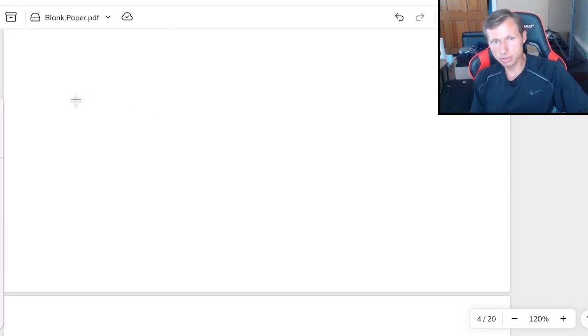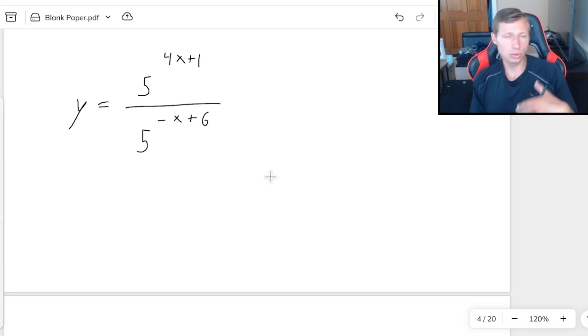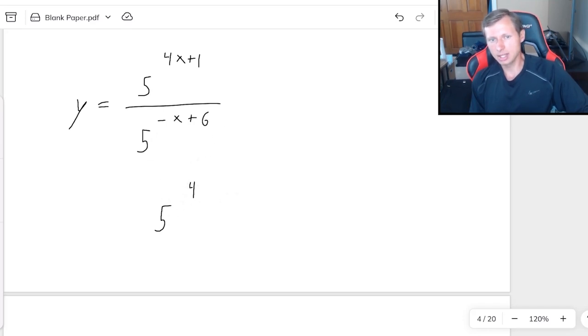You can also do this for more complicated ones, such as y equals 5 to the power of 4x plus 1 divided by 5 to the power of negative x plus 6. And one thing you could do is the quotient rule. This quotient rule would be very long and very terrible. So instead, I recommend using our properties of exponents. Specifically, since the bases are the same, they're both 5, you can simply subtract the exponents.